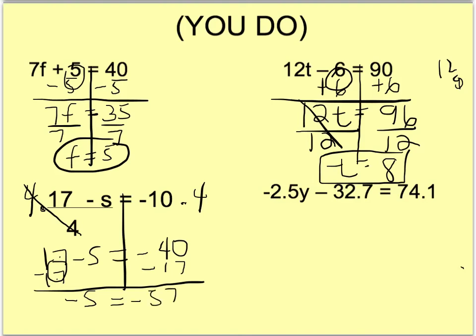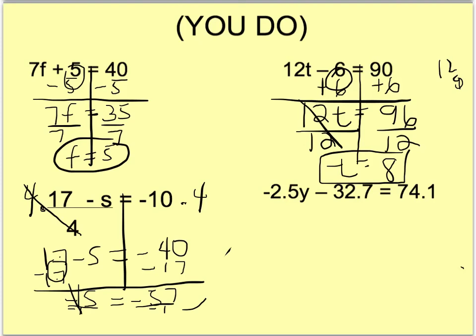Okay, this negative s is like negative 1s. There's one of them. So if I divide by negative 1 on both sides, on the left-hand side I'll be left with just s, and on the right-hand side, negative divided by negative is going to be positive, so positive 57. Okay, I'm just going to erase this right here because it's in the way.